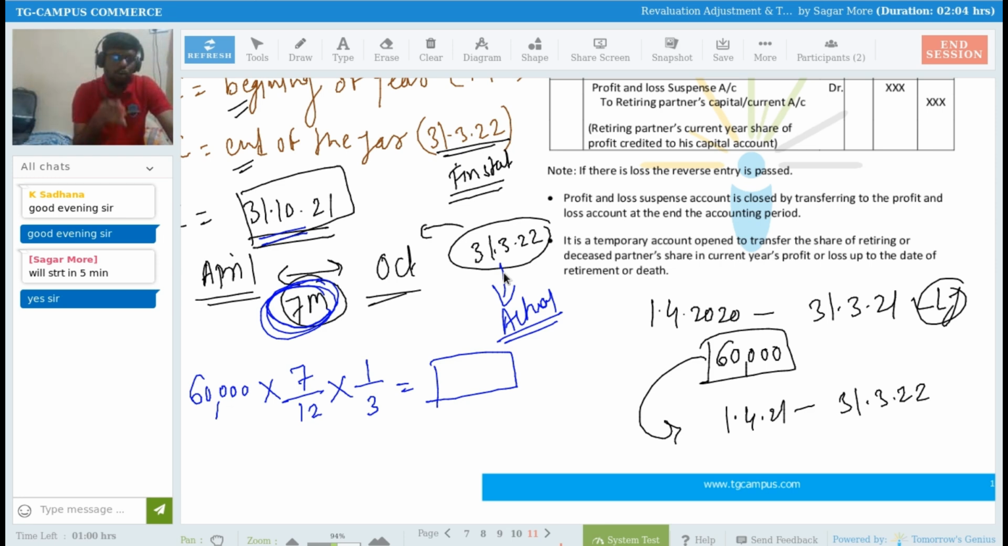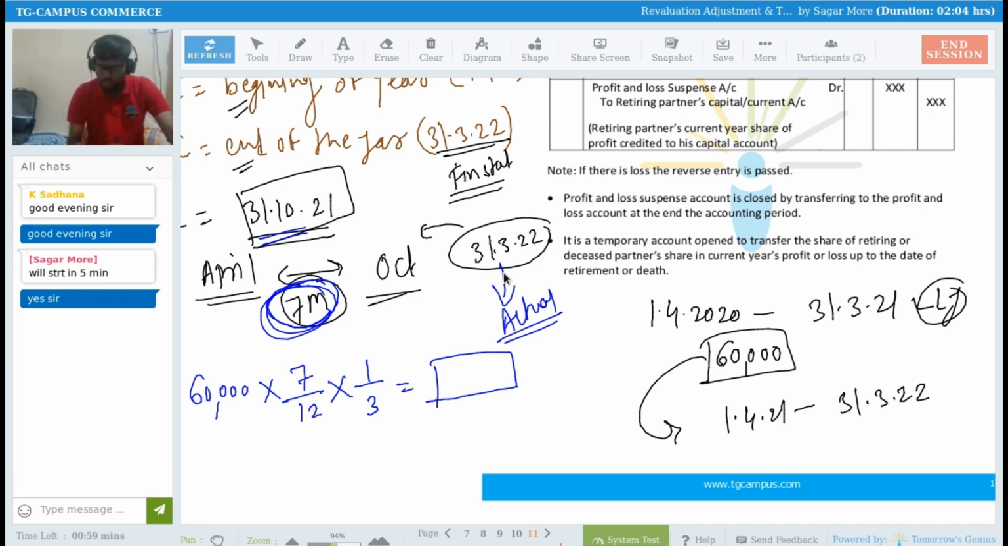You have to do accounting on the occasion of retirement only. Yes or no? Yes, sir. If a partner is going out of the business on 31st of October, then you have to tell him now how much amount of profit you are going to pay him. And for that you have to do recording, you have to do accounting.